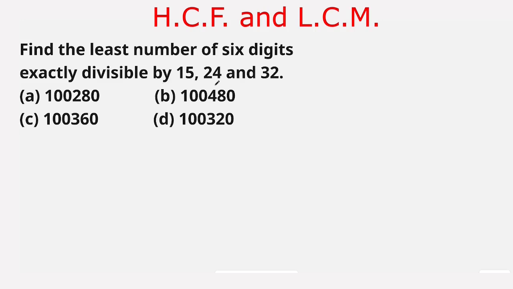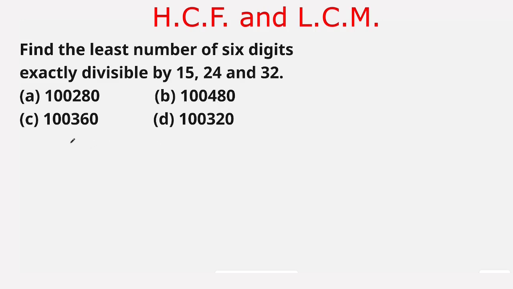Now each number must be divisible by 4, as 24 and 32 both are divisible by 4. So last two digits 80 in A, 80 in B, 60 in C and 20 in D all are divisible by 4. Now 15 consists 3 and 24 also consists 3. So the number must be divisible by 3 as well. So we find the sum of the digits. In option A, the sum of the digits is 1 plus 2 is 3, 3 plus 8 is 11. This is not divisible by 3.